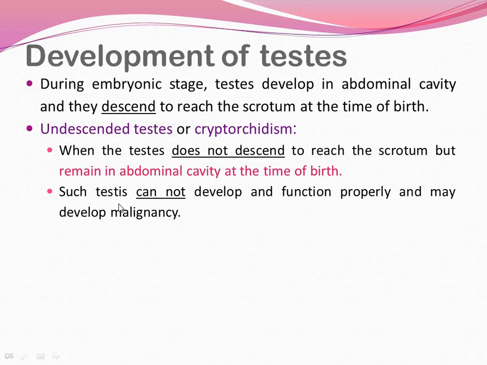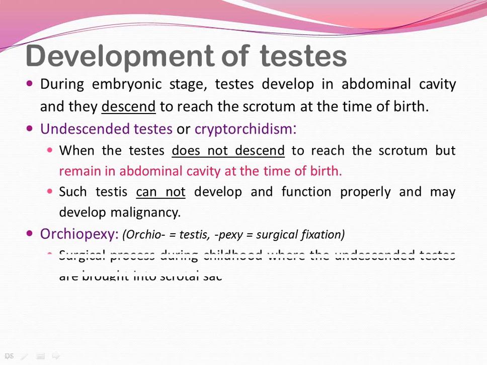That is one thing. The second thing is malignancy, and for that reason a very simple surgery is done, which is referred to as orchiopexy. Orchiopexy is a surgery in a child where there is surgical fixation of the testis. The surgeon will move the testis from the abdominal cavity into the scrotal bag by surgery. So pexy refers to surgical fixation, and orchio, as we have seen, refers to testis. That's why we call this orchiopexy.